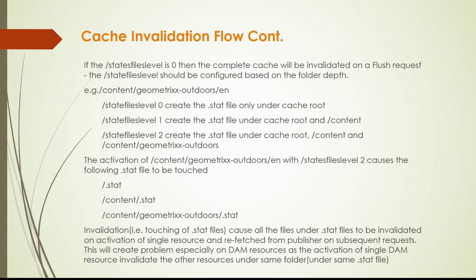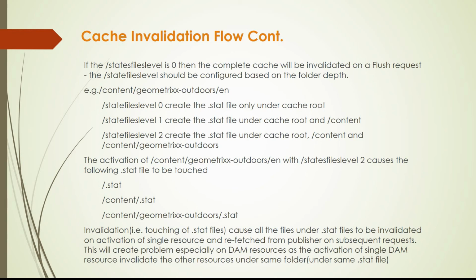Stat file level 0 means only the cache root will have the .stat file created. It means any request to flush a resource will invalidate the whole cache. This is not an ideal scenario. We should be configuring the stat level accordingly. If the stat file level is 1, it will be created in 2 levels, the root level and the next folder level. So 2 means it's in 3 levels. In our case, root level, then content level, and content/geometrixx-outdoors level.